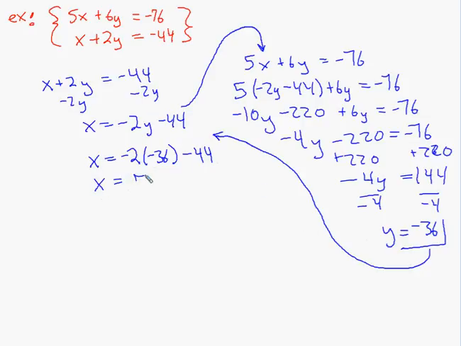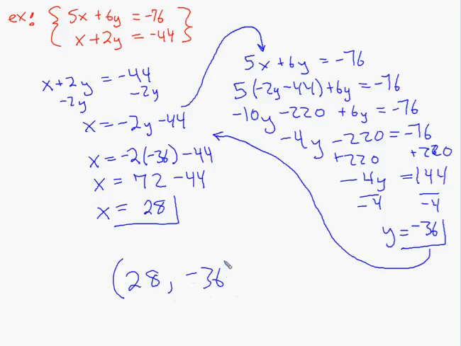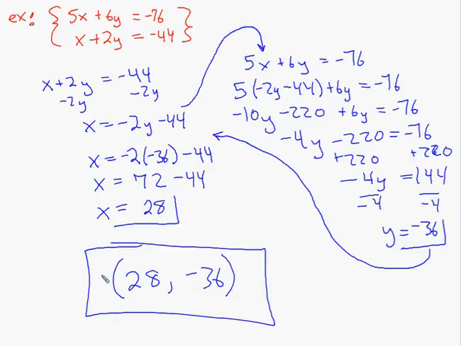So x equals 72 minus 44. What's 72 minus 44? Alright, that's my half answer. And then somewhere down here, I will just box my final answer. 28, negative 36. So thank goodness I didn't have to graph that. That would be an awfully big graph.